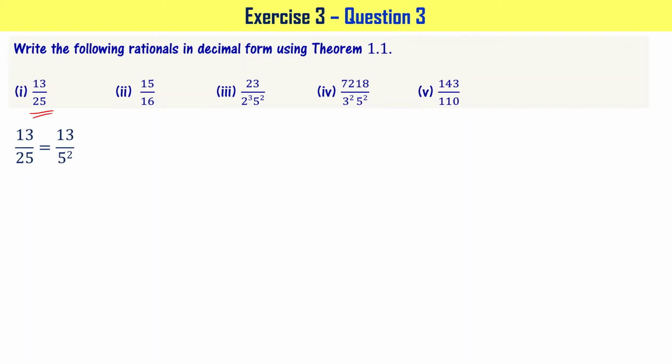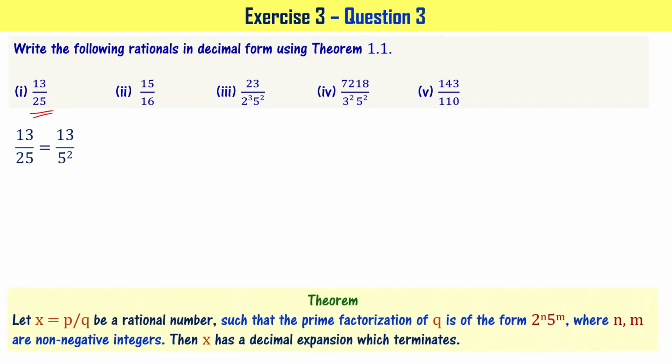Let's quickly recall the theorem. Let x equal to p by q be a rational number such that the prime factorization of q is of the form 2 power n 5 power m, where n and m are non-negative integers. Then x has a decimal expansion which terminates, right? As per this theorem, if the denominator can be expressed as 2 power n 5 power m, then the given rational number can be expressed in the decimal form which terminates, right?